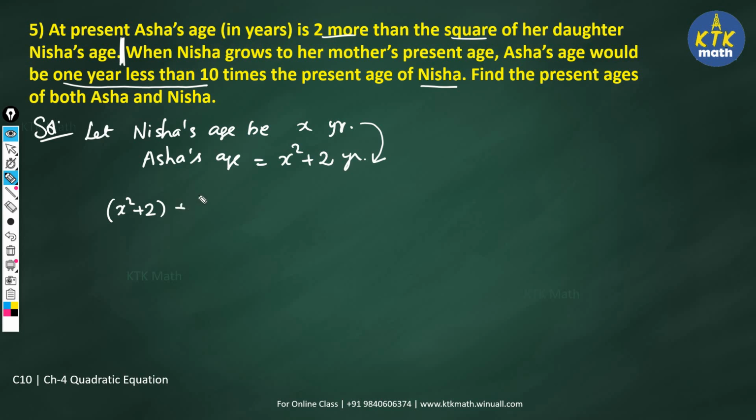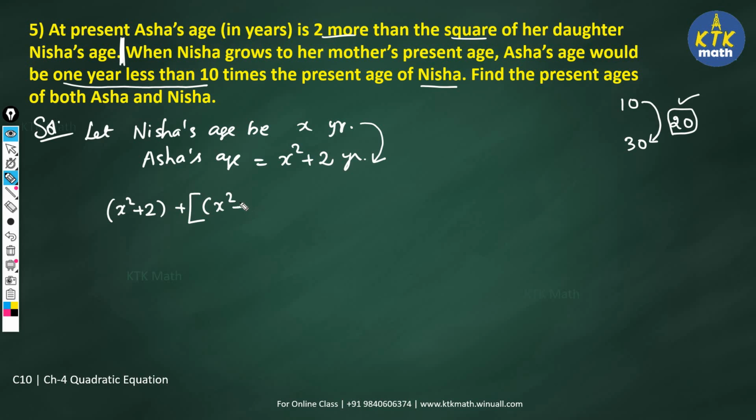Asha's age, if she moves from here to here, that is when Nisha comes to Asha's age, this is like a difference only. For example, Nisha is 10 years and Asha is 30 years. When Nisha comes to Asha's age, how long will she take? She will take 20 years, which means she is going to subtract. So 30 minus 10 only I need to do to get the difference. So I need to get the difference here.